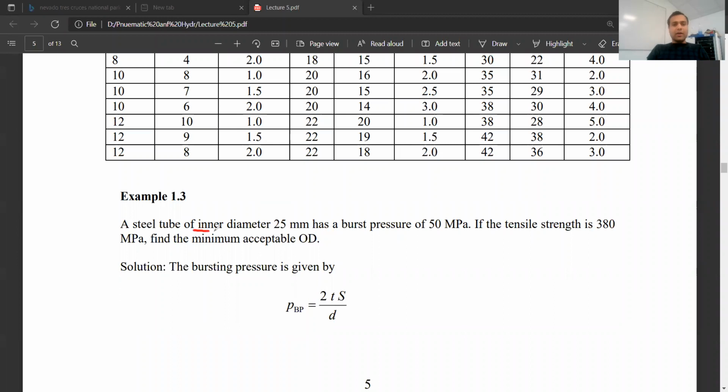We got the ID, inner diameter, of 25, a steel tube with an inner diameter of 25. The burst pressure is given as 50 megapascal. The tensile strength, which is S, is given as 380.